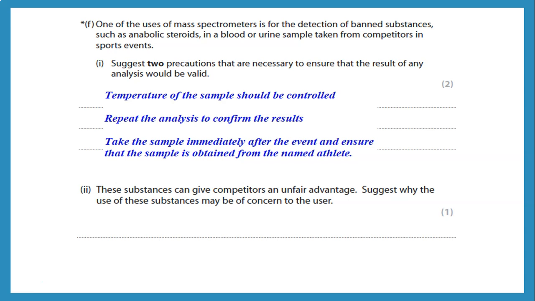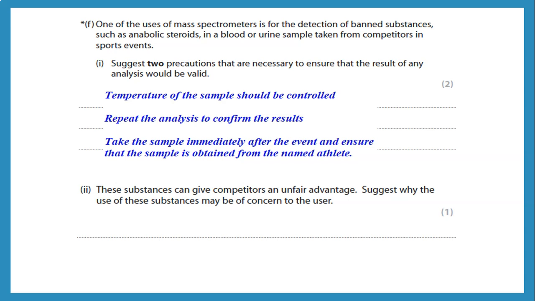So we could say the temperature of the sample should be controlled. We should repeat the analysis more than once to confirm the results. Take the sample immediately after the event and ensure that the sample is obtained from the named athlete. Any suggestions like this would be correct. These substances can give competitors an unfair advantage. So competitors that use anabolic steroids have an unfair advantage.